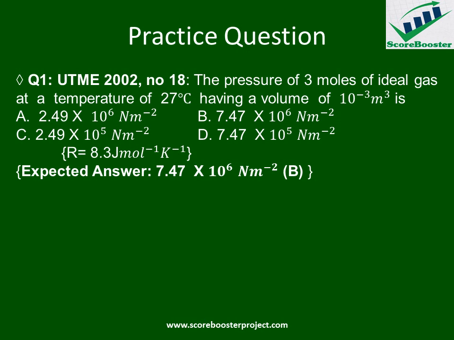So option A is given to be 2.49 times 10 raised to power 6 Newton per meter square. Option B is 7.47 times 10 raised to power 6 Newton per meter square. Option C is 2.49 times 10 raised to power 5 Newton per meter square, while option D is 7.47 times 10 raised to power 5 Newton per meter square. Expected answer here is 7.47 times 10 raised to power 6 Newton per meter square, making option B the correct answer.